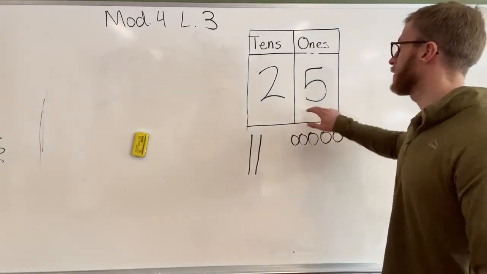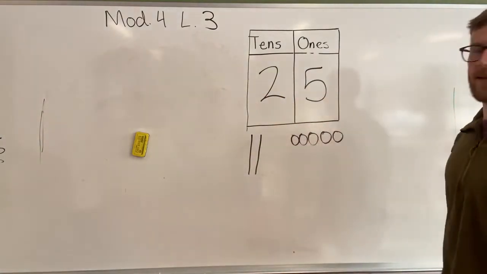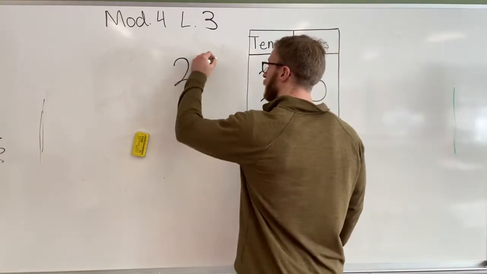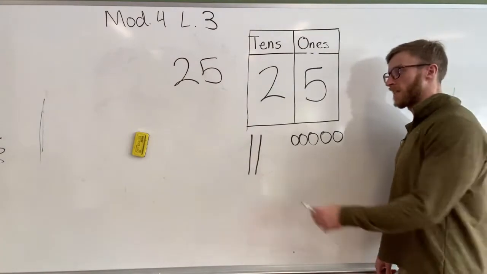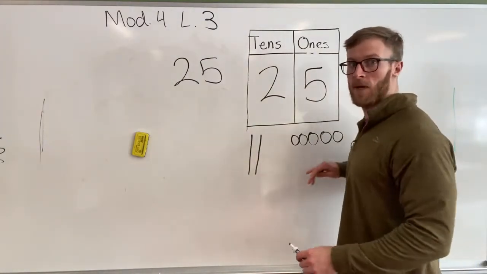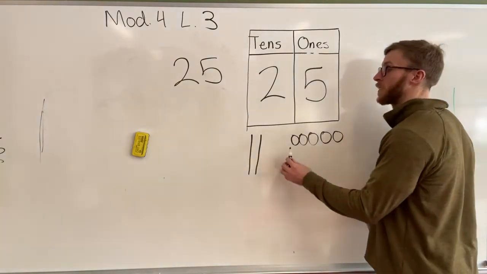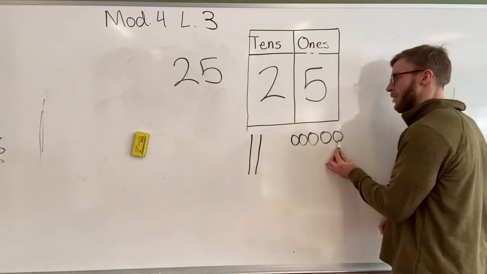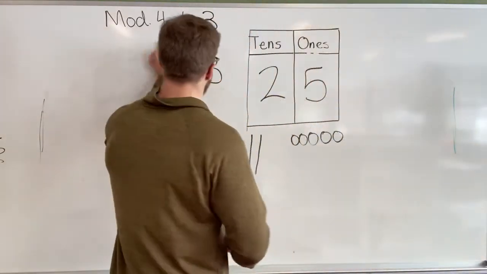If I have 2 10s and 5 1s, how many do I have all together? What's my number? Just look at it right there. 25. And let's double check by counting by 10s and then by 1s. Ready? 10, 20, 21, 22, 23, 24, 25. Awesome. There we go. We're doing well.